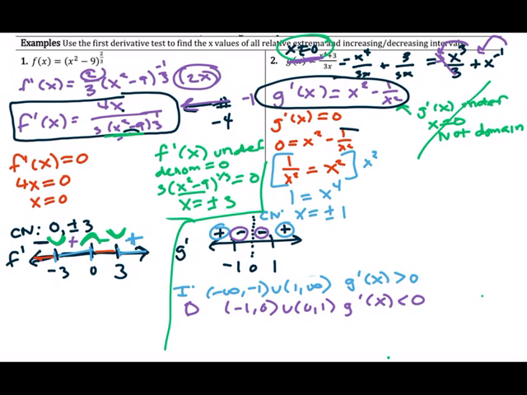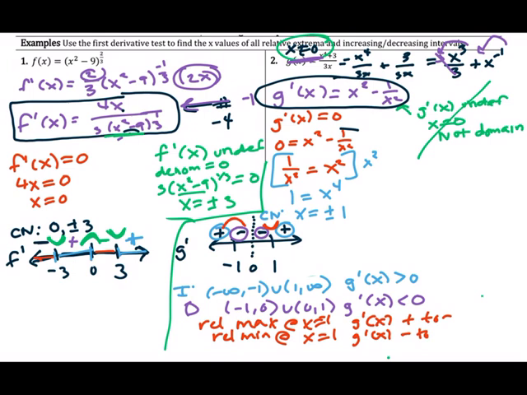We have some relative extrema, so we're going from increasing to decreasing at x equals -1, so we have a relative max at x equals -1 since g prime of x is going from positive to negative, and we have a relative min at x equals +1 since g prime is changing from negative to positive.